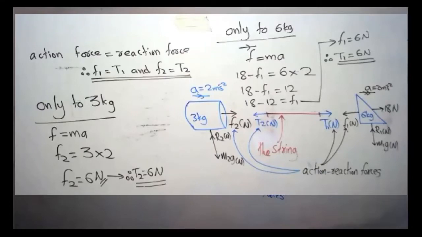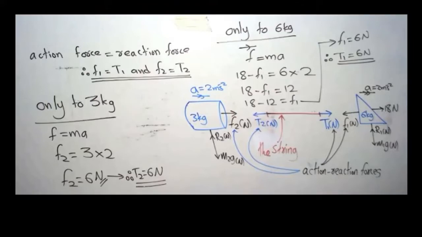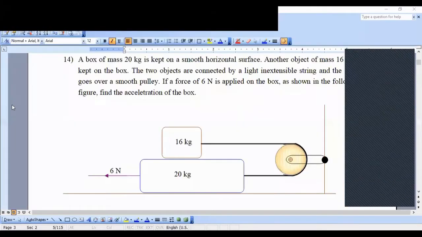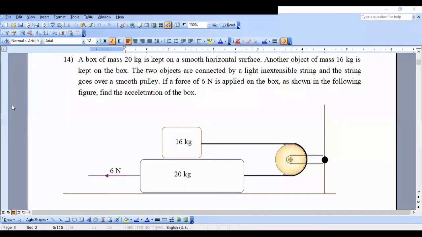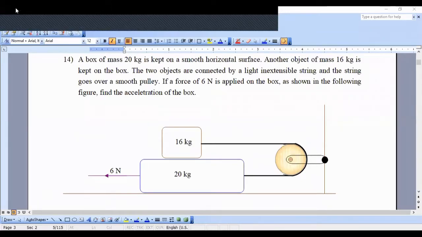Shall we give a try for the next question? Can you see my screen here? Yes, sir. Question number 14. Somebody unmute the mic and read question number 14 for all of us loudly.